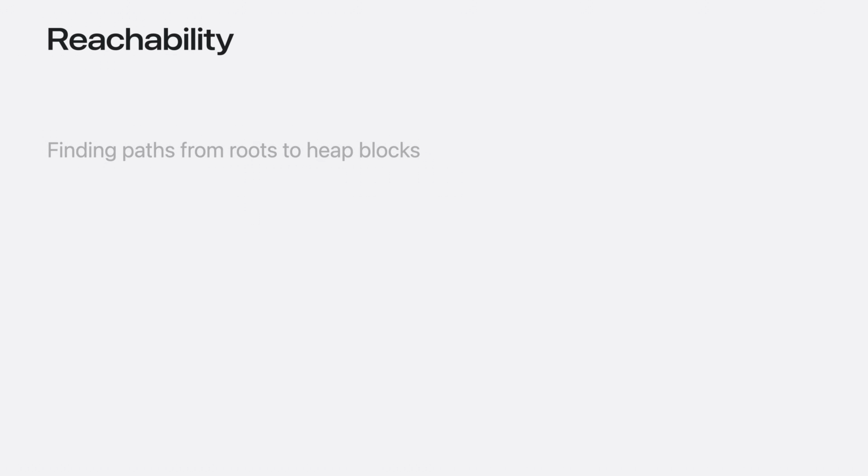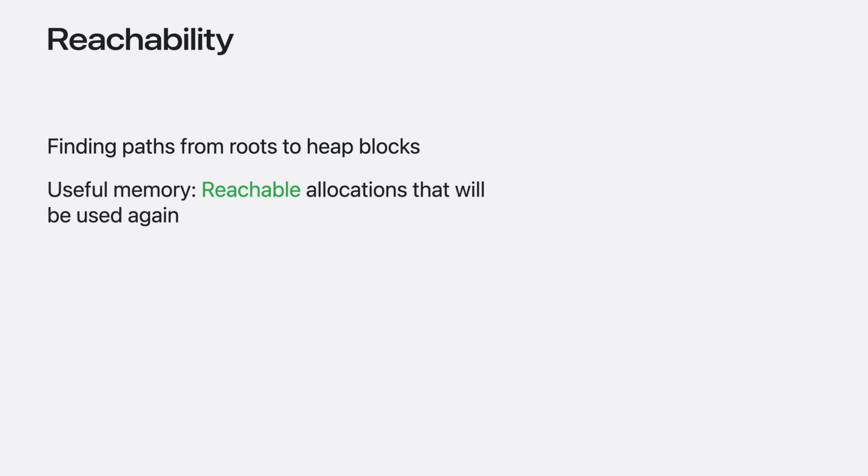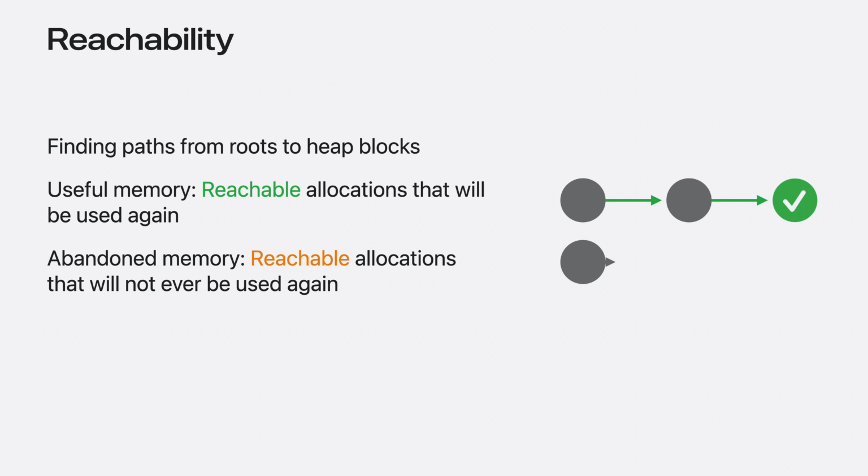To understand and fix leaked memory, we first need to talk about reachability. All memory in your program should be reachable through non-weak references from somewhere to be used in the future. There are 3 kinds of memory on your heap. First, useful memory that's reachable by your program and will be used again in the future. Second, abandoned memory, which is reachable and could be used, but won't actually ever be used again. This memory counts against your app's footprint and is just wasted.